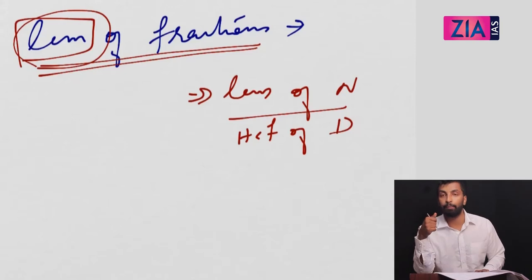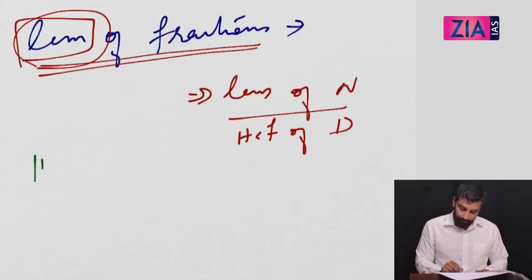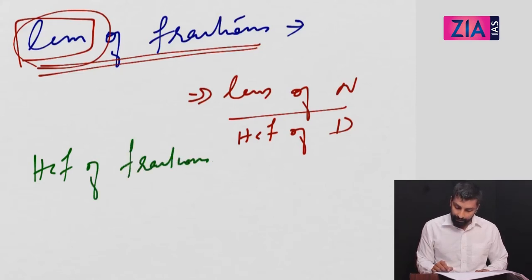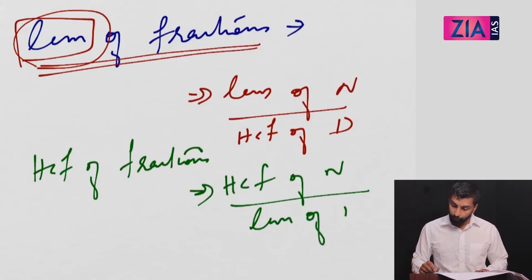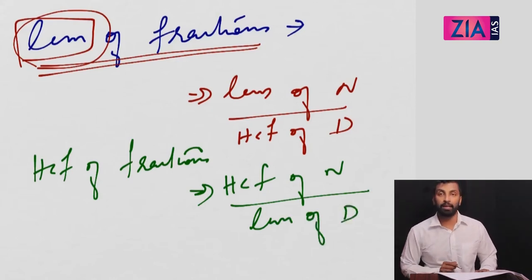Now obviously you can tell me, what if you need to find HCF of fractions? What will be the answer? So what will be the numerator? HCF of numerators divided by LCM of denominators. So no need to have any confusion.